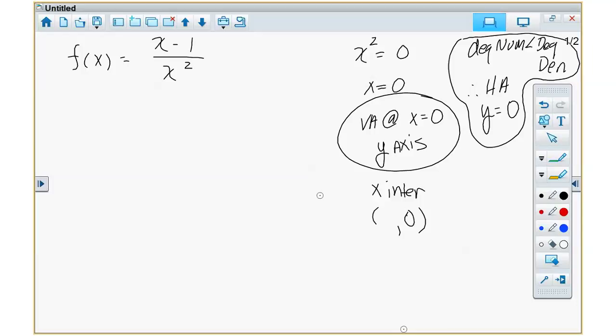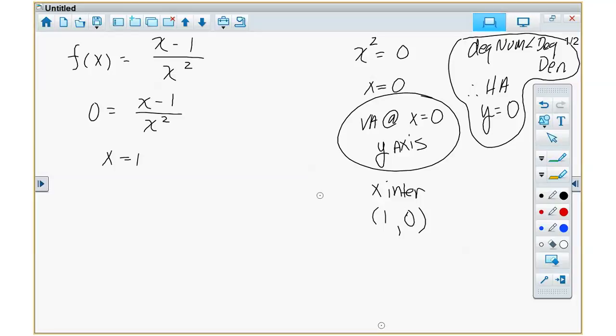So 0 is equal to x minus 1 over x squared. All right, finish it. Multiply both sides by x squared, you get 0 is equal to x minus 1. So what's the answer? X is equal to 1. So there is our x-intercept.